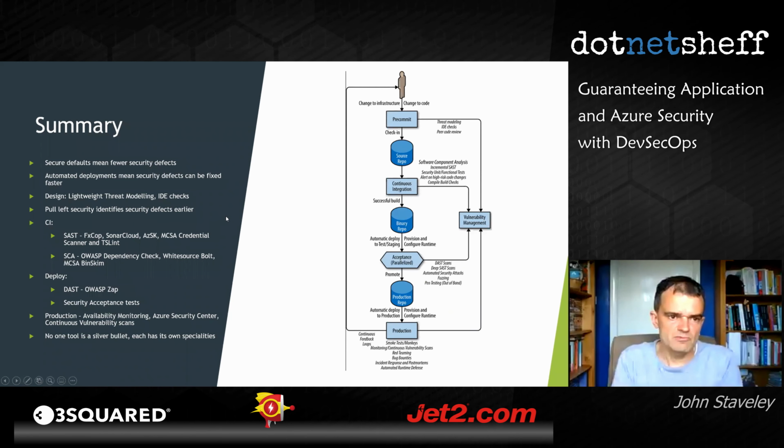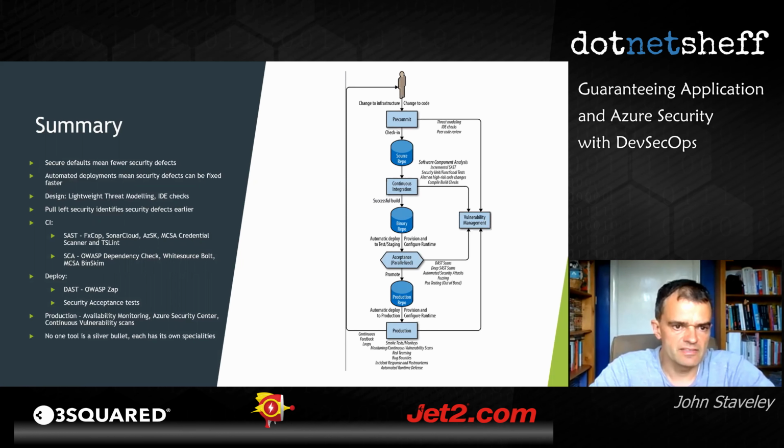So in summary, security defaults means fewer security defects. With the Security Essentials project, you've got very secure application code and platform code that's been pen tested over many iterations and checked using the checks I've highlighted today. Automated deployments means security defects can be fixed faster. Roll forward means you can get something into production very quickly.